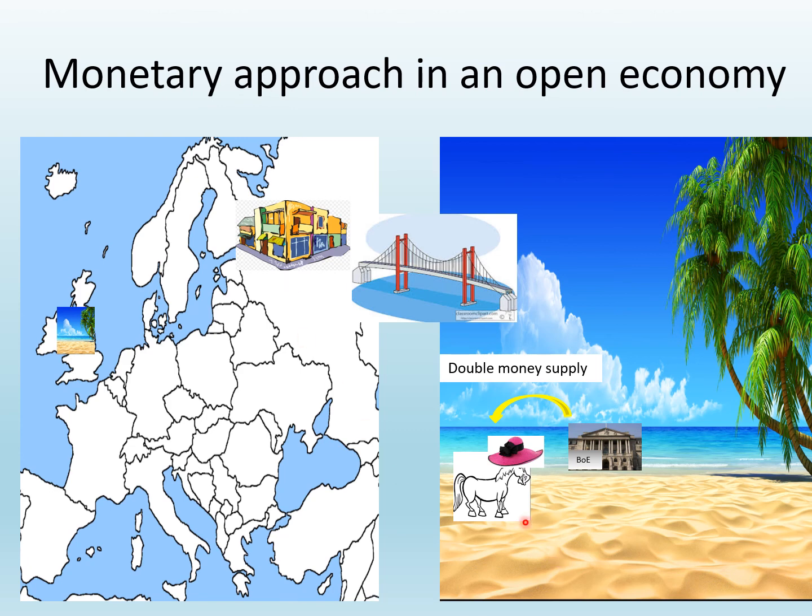So if the price of horses on the island goes from 1 pound to 1 pound and 1 pence, the governor of the Bank of England can simply cross the bridge, go to the horse trading store, and buy a horse for 1 euro, which is, of course, 1 pound. So nothing can happen to the price of horses on the island.